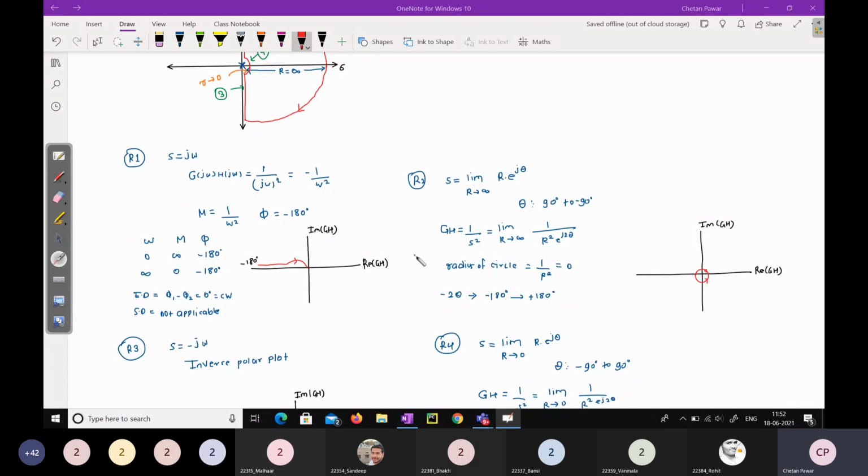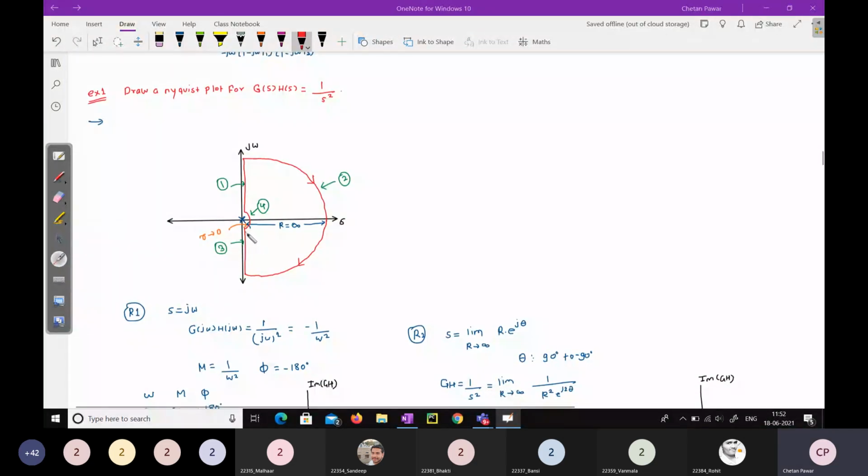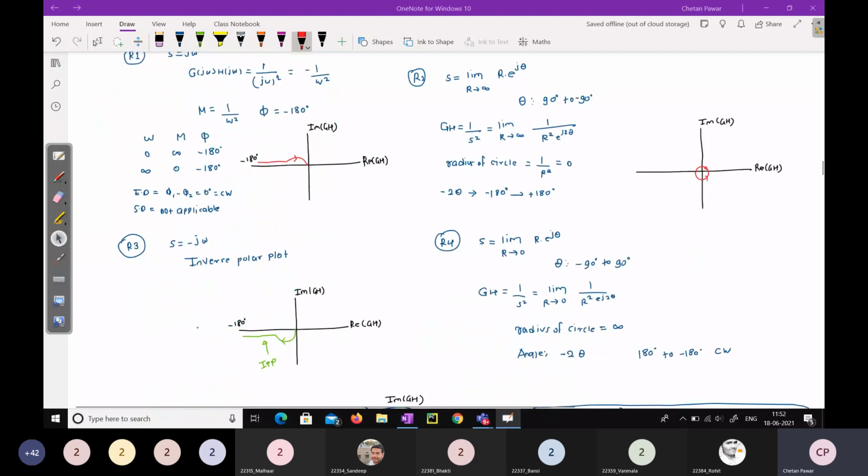Okay. So let us do the mapping for the third region. So third region is what? Third region is this. S is equal to minus j omega, right? So that will be the inverse polar plot, right? Now if you see this polar plot, what will be the mirror image of it? The mirror image of this polar plot will be the inverse polar plot. So that will be like this. Okay, so here you can see this will be the inverse polar plot, which is a mirror image of this polar plot. And just see the directions.